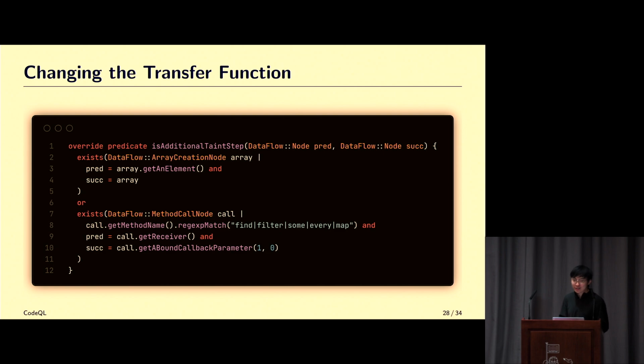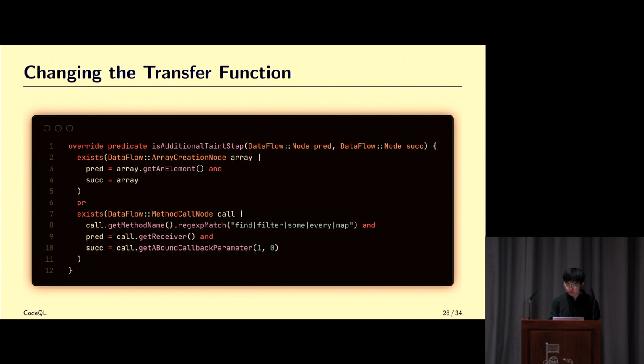And you might also want to change the transfer function. We talked about transfer functions earlier. You might want to extend the taint steps, because CodeQL might not know about certain properties of your code base, your language, or third-party APIs. What we're doing here is very simple. This is saying if the element that you created the array with is tainted, then the array is tainted. And the second thing is saying that if your array is tainted and you're calling functions like find, filter, and so on on that array, then the first argument of the callback function is tainted as well.